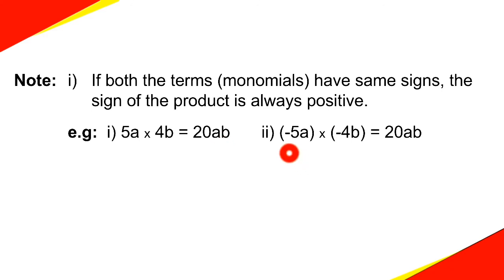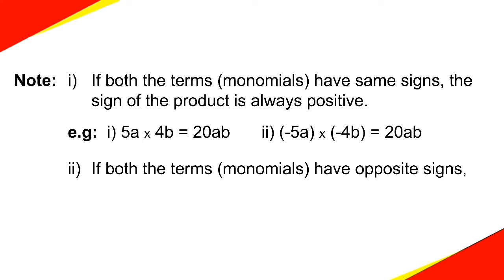Next one, minus 5a into minus 4b is equal to, take the constant terms first, minus 5 into minus 4, 5 4s are 20, minus into minus plus, a into b can be written as ab. So what we can get? 20ab.